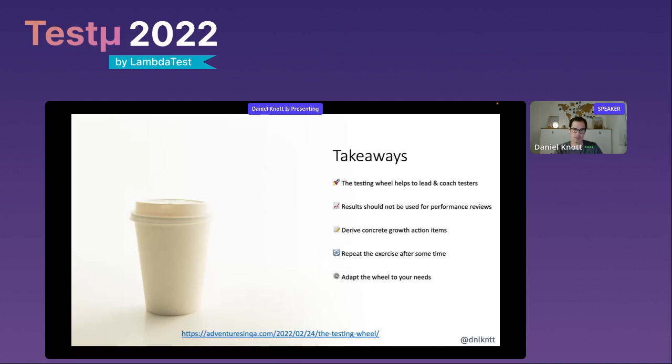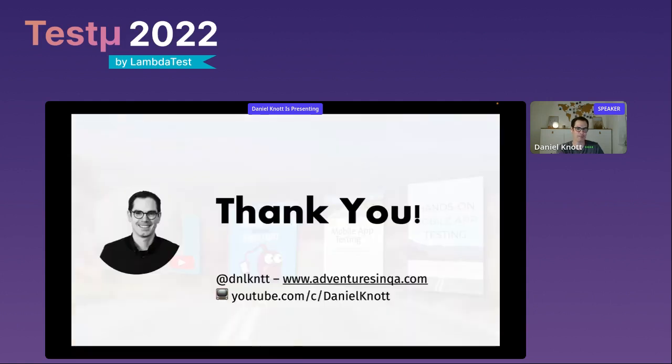Adapt the wheel to your needs. I also said this multiple times. If you have more than 8 categories, or if you think that 8 categories is not enough, it's also fine. If you have only 3 or 4 categories, it's also fine. Then it's maybe not a wheel anymore, but at least it can be helpful to trigger those discussions. And with that, I'm done.